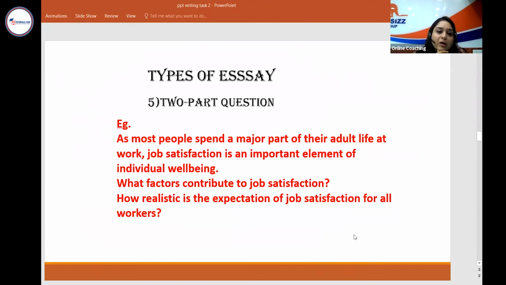Second question is, how realistic is the expectation of job satisfaction for all workers? So how realistic is the expectation? What realistic things does job satisfaction involve? Again, you have to write in the body paragraph 2. So these are the two-part questions you have to include. Your first question must be covered in your body paragraph 1. Your second question must be covered in the body paragraph 2. It's as simple as that. Trust me, it's very easy.